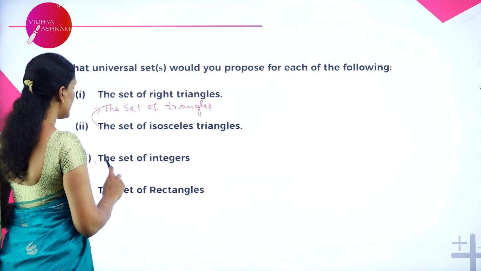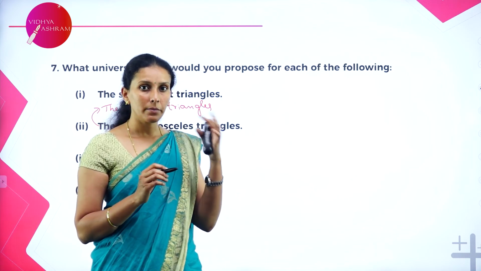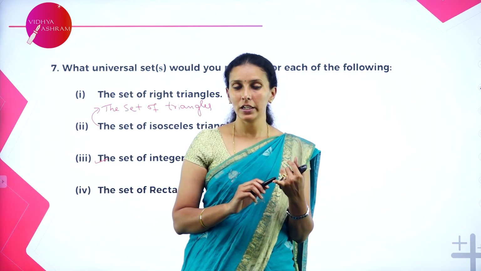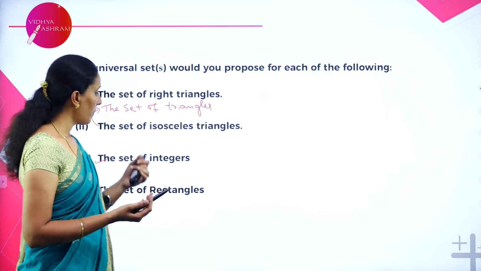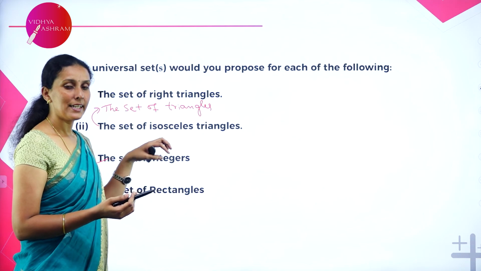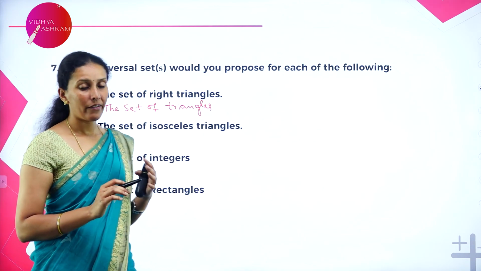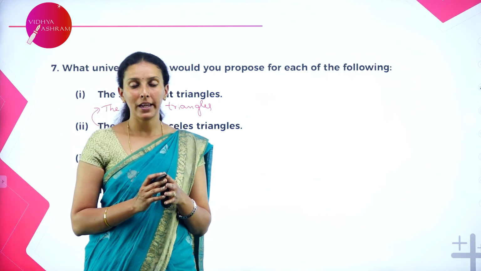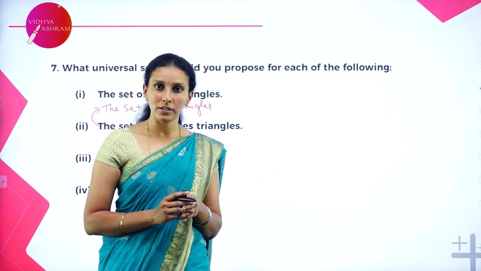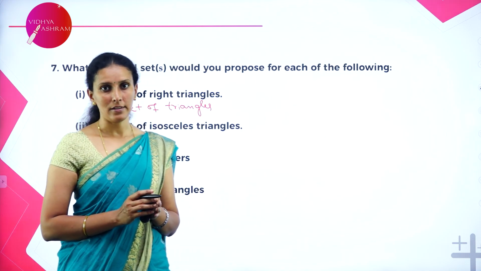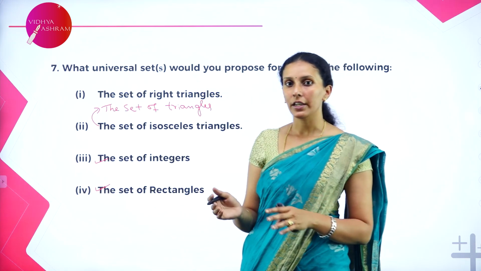Next one, the set of integers. When I say the set of integers, a number system greater than integers may be the rational numbers or the real numbers. So, both can be taken as a universal set because they contain integers inside them. Next, the set of rectangles. When I say rectangles, it's a four-sided planar figure. So, therefore, quadrilaterals can be taken as a universal set for the set of rectangles. So, like this, you can suggest a universal set for any given set.